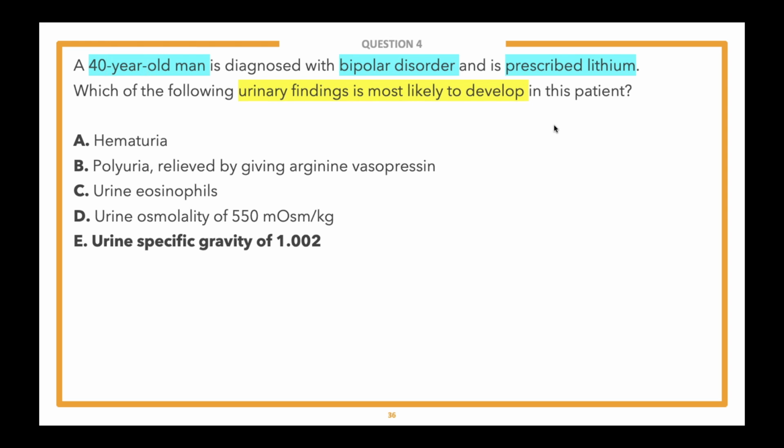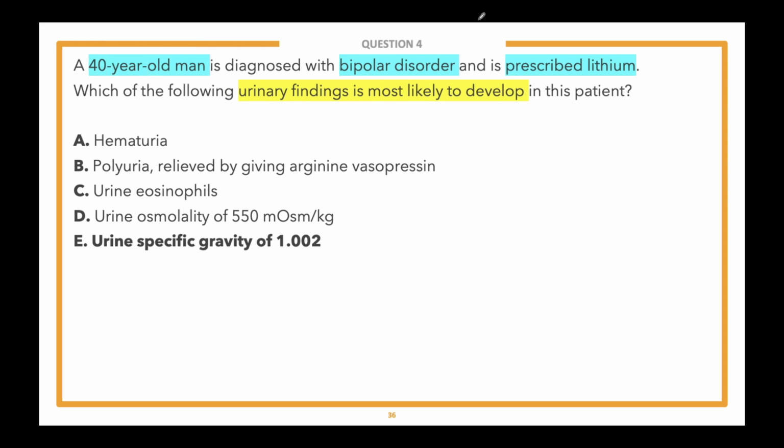So in the other answer choices, let's take a look at those. Answer choice D, urine osmolality of 550 milliosmoles per kilogram. That's actually a very concentrated urine osmolality. So that would not be what you'd expect to see in this patient. That would be something you would see in SIADH or a patient who's volume depleted. In our case, we know that there's going to be a lot of water going into the urine, so your urine osmolality would be much lower.